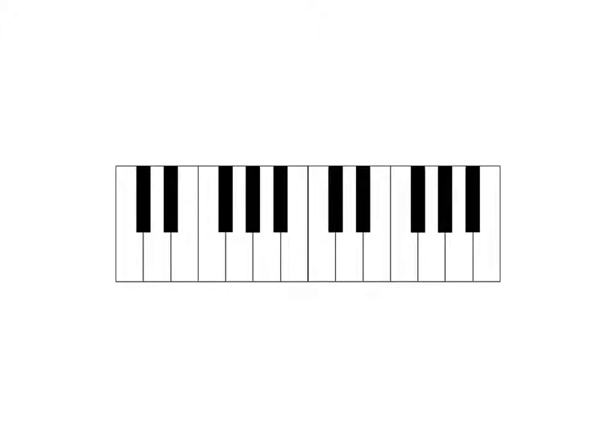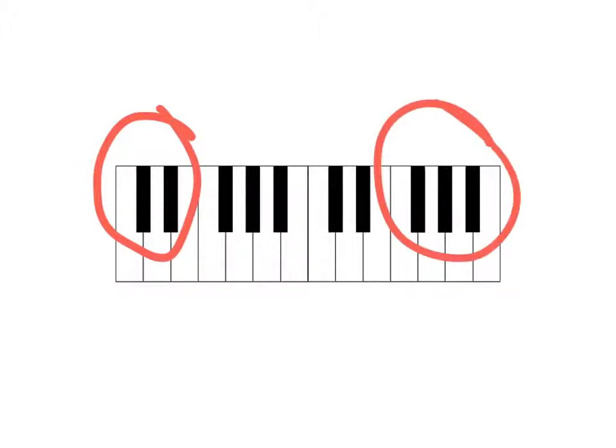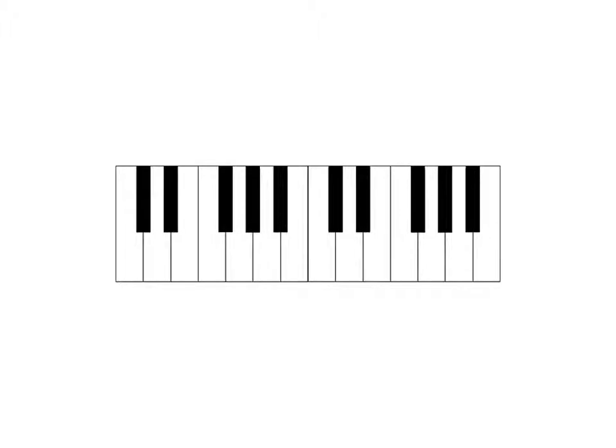You'll notice that the keys on the keyboard are arranged in groups of 2 and 3 accidentals in a repeating pattern. The first step to understanding the piano keyboard is to locate a group of 2 accidentals. Then the next thing you need to do is find the note directly to the left of the group of 2 accidentals. This note is always the note C.